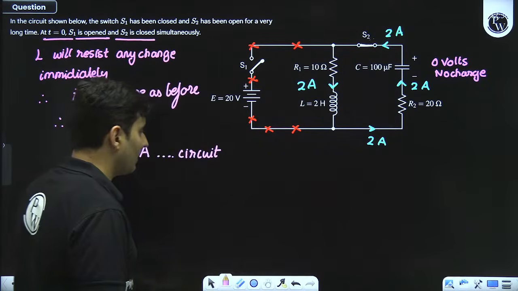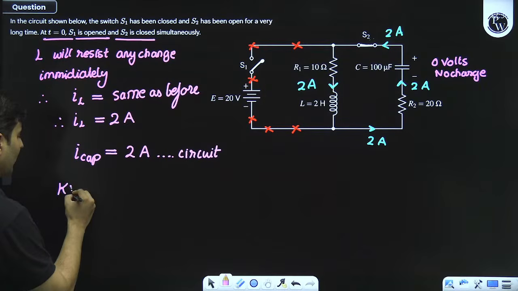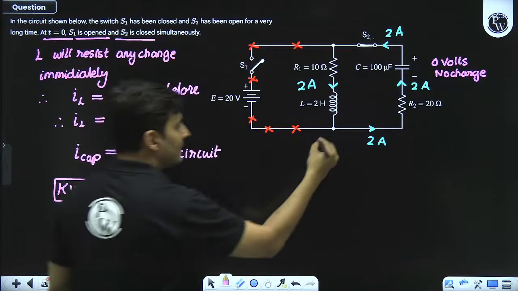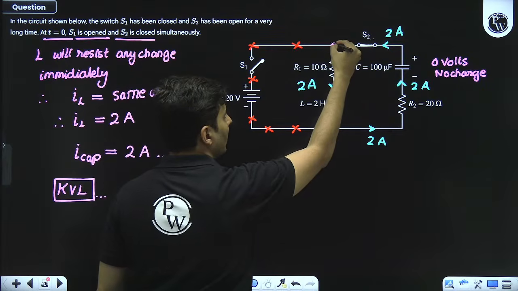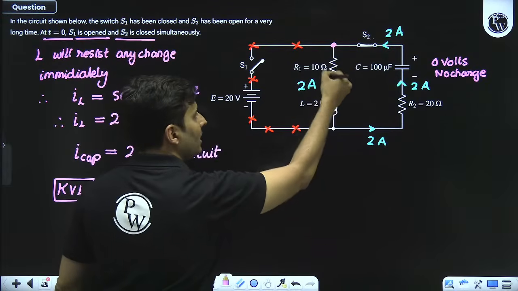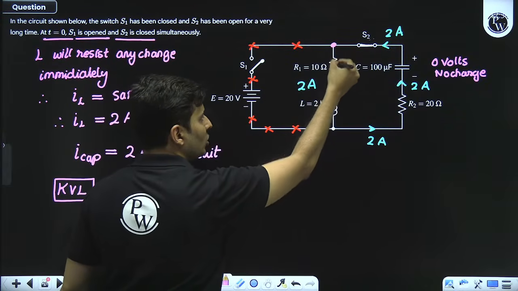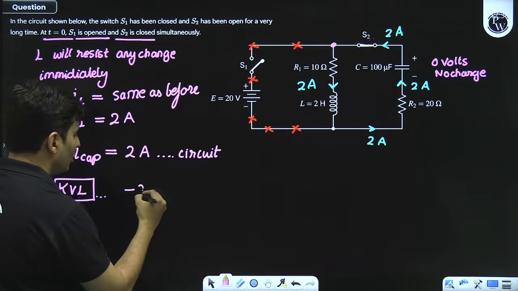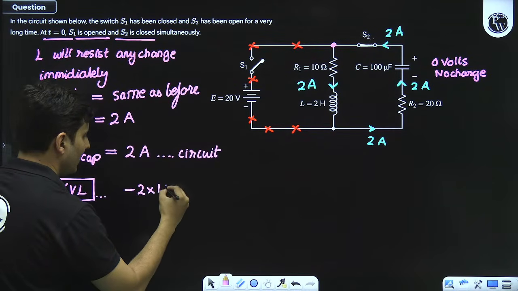How? Observe carefully. Let me apply Kirchhoff's voltage law. How can I apply it? Let's say I start from here. I go like this and I come back over here. In this part, there is a resistance, so there will be a drop of I into R. Current is nothing but 2, resistance is nothing but 10.